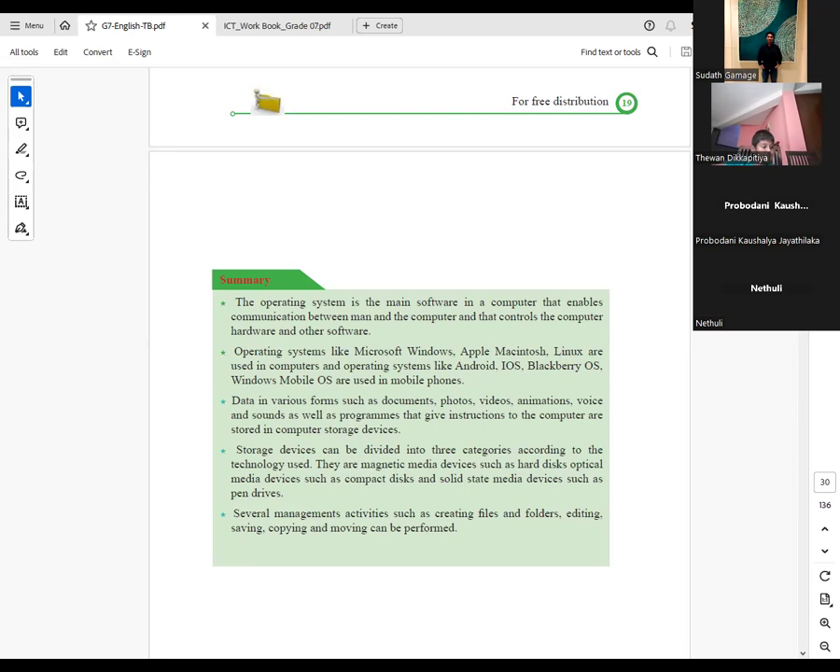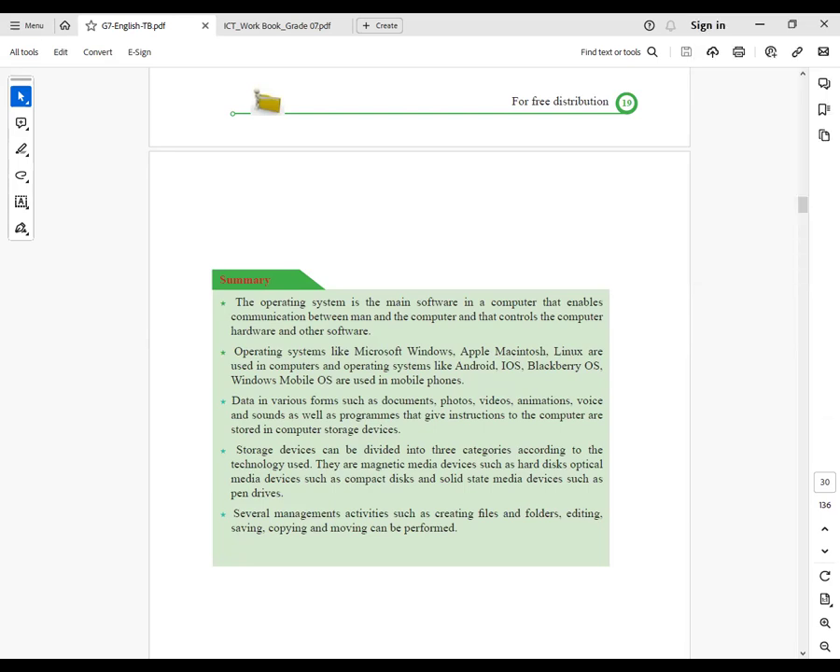When I press the delete button only, it will move to where? Recycle bin. So it's there in the recycle bin. It is not permanently deleted. The folders or files in the recycle bin, I can restore. That means I can take it back. So therefore we use the shift and delete command to delete a file or folder permanently.